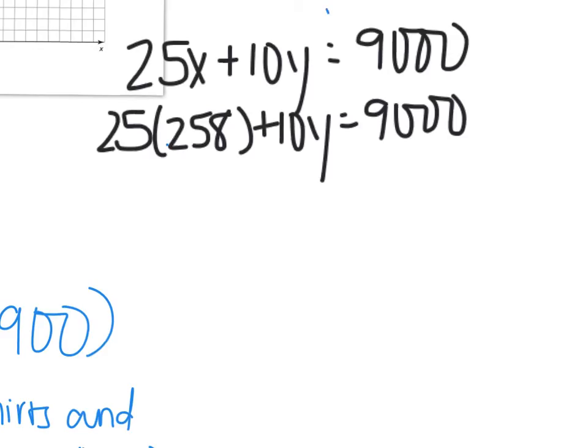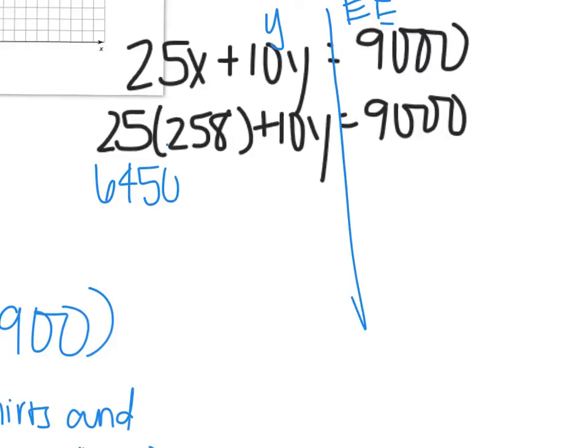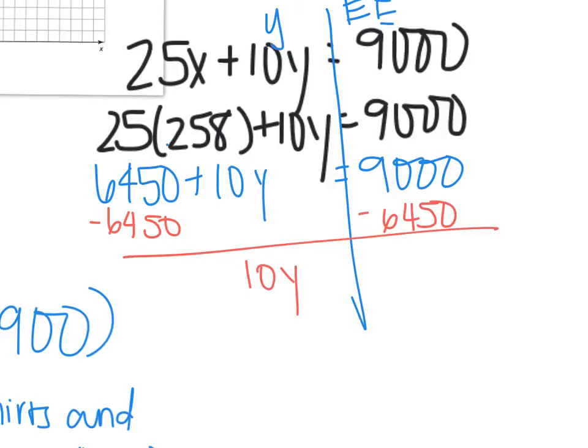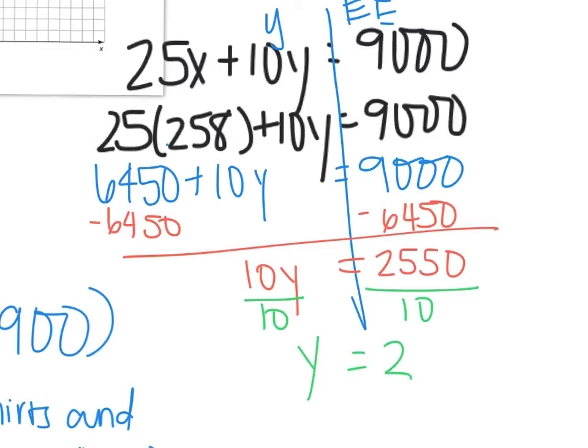So I'm going to draw my line. I'm solving this for y, so y is on one side, everything else on the other. So first I'm going to multiply 25 times 258, which is going to give me 6,450 plus 10y equals 9,000. To get y by itself, I'm going to minus 6,450 from both sides. So 10y equals 2,550. And lastly, to get y by itself, I'm going to divide both sides by 10. So y is going to equal 255.